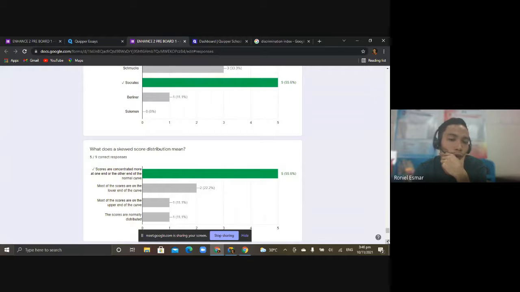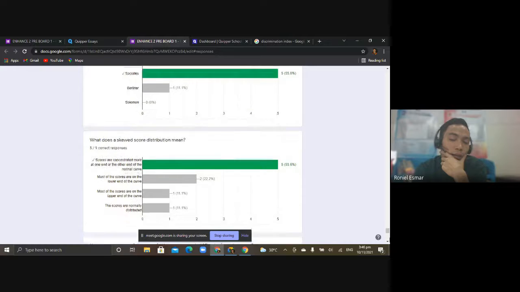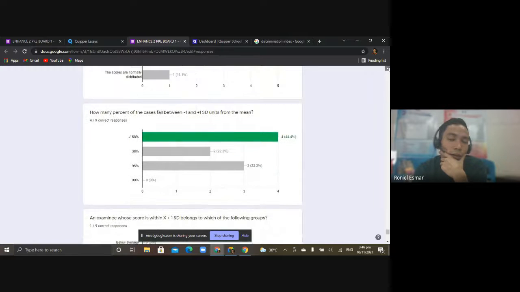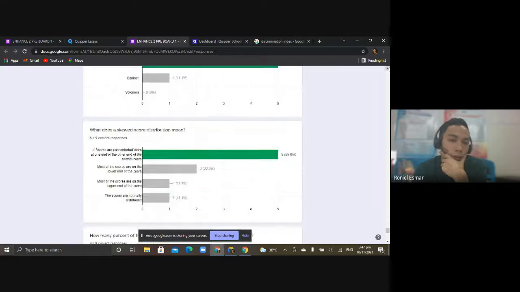What can we associate if there are more students belonging to the lower group? It means the majority of the class got low scores on the test given. So that's why the correct answer for this, if we say it is skewed, is that scores are concentrated more at one end or the other end of the normal curve. Then positively and negatively skewed follow.